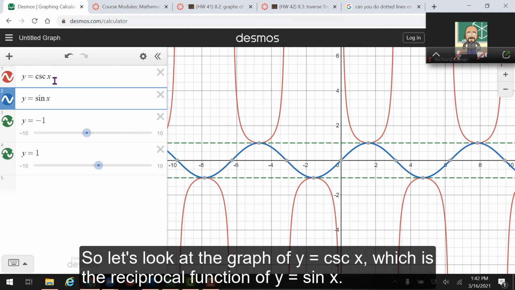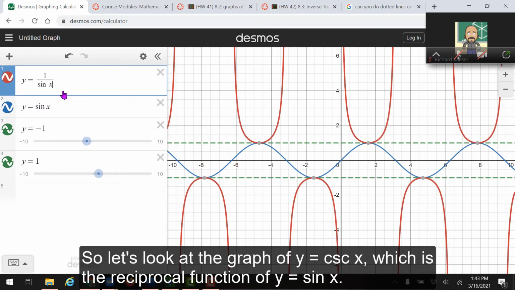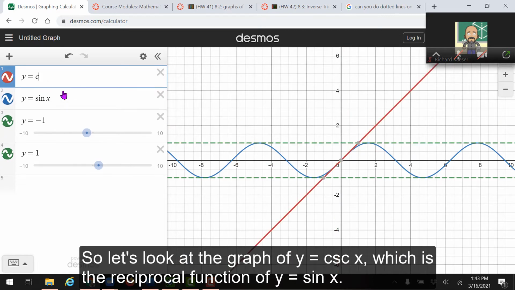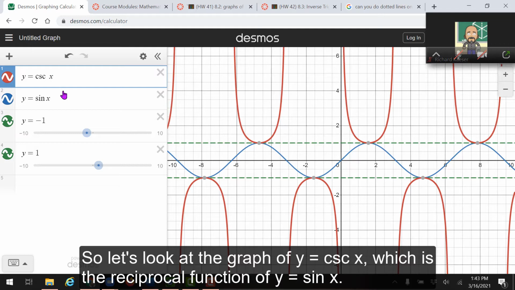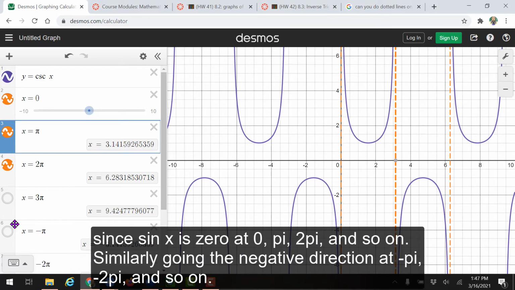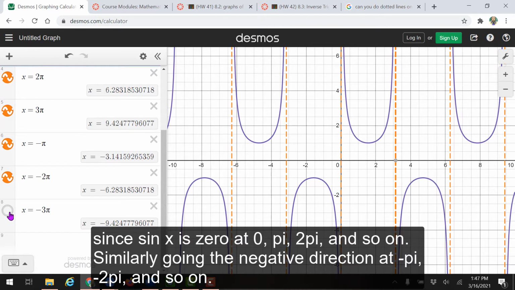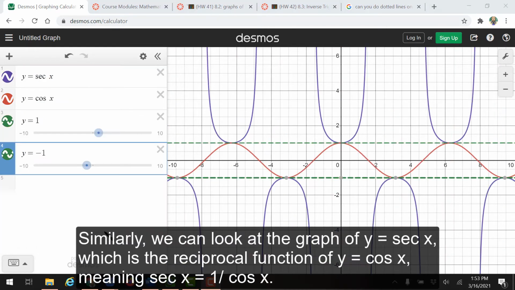So let's look at the graph of y equals cosecant x, which is the reciprocal function of y equals sine of x. Looking at the graphs, we see that y equals cosecant x has asymptotes. And this should make sense since it is 1 over sine of x, reciprocal of sine, since sine of x is 0 at 0, pi, 2 pi, and so on. Similarly going the negative direction at negative pi, negative 2 pi, and so on.